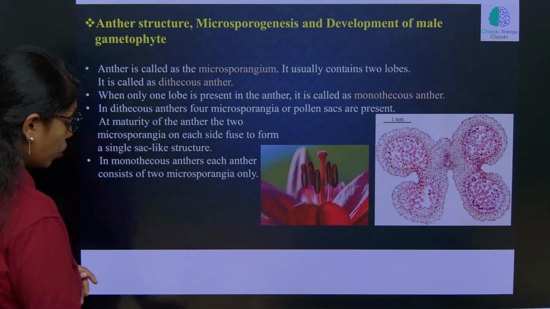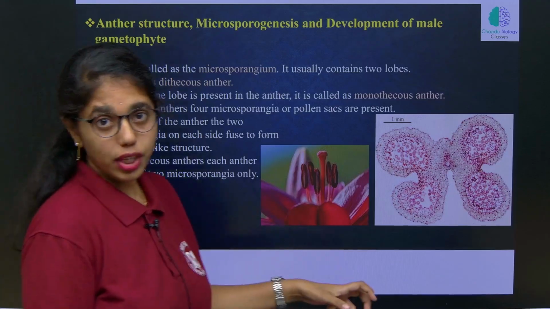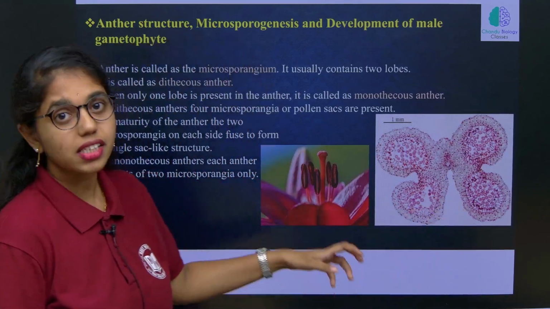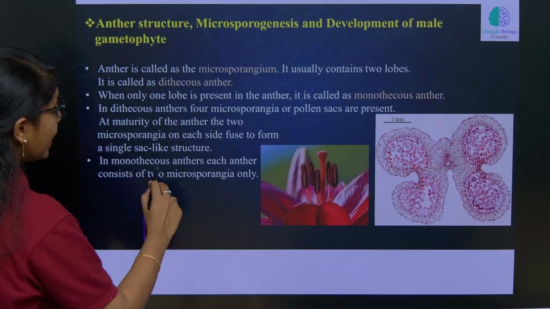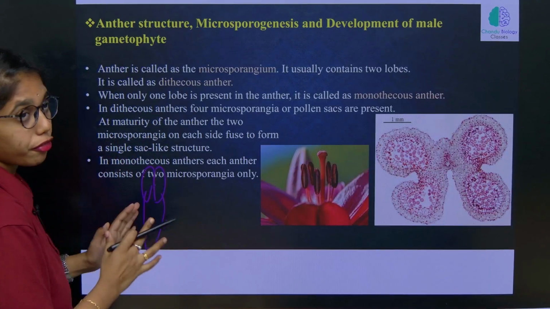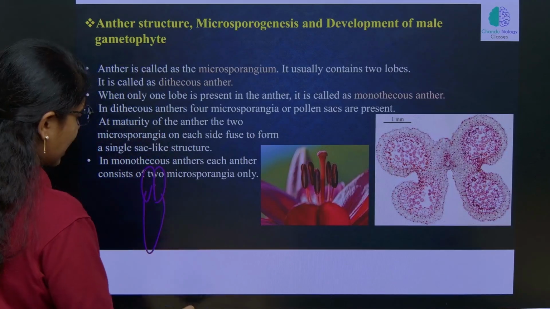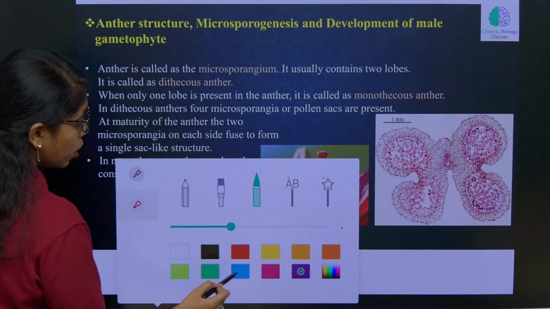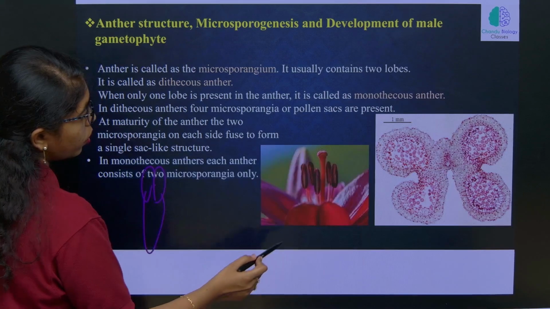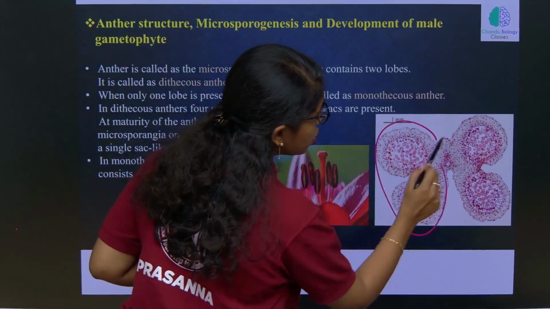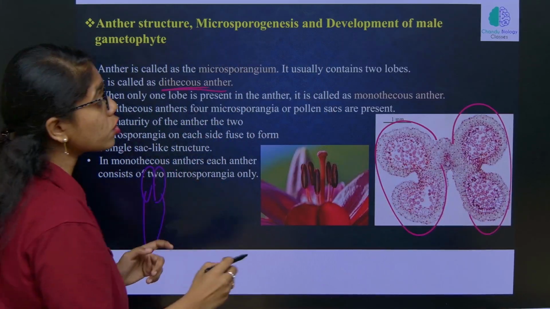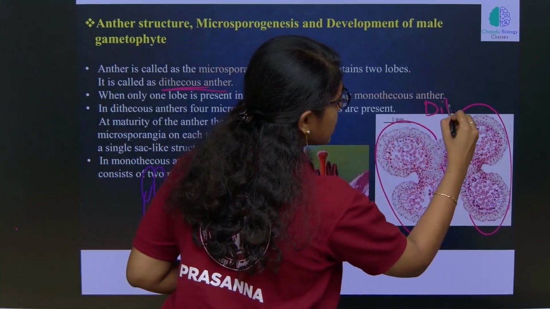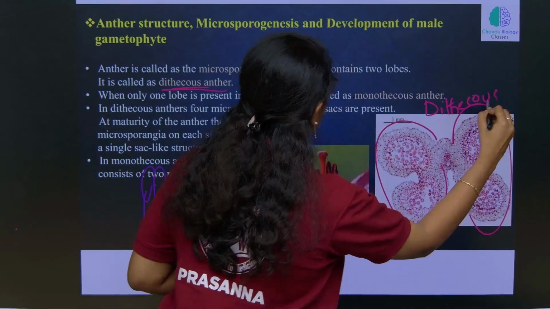We all know the male reproductive structure of an angiosperm is the stamen, which has a filament and anther. The anther of most angiosperms is two-lobed. In the microscopic view, you can see it clearly, it is two-lobed and each lobe has two thecae. So, it is called dithecous.